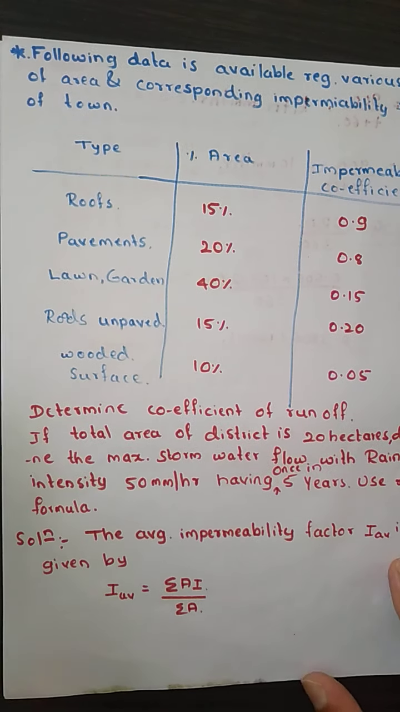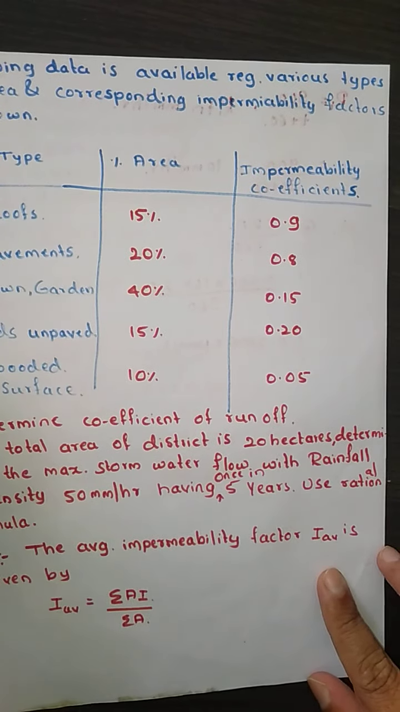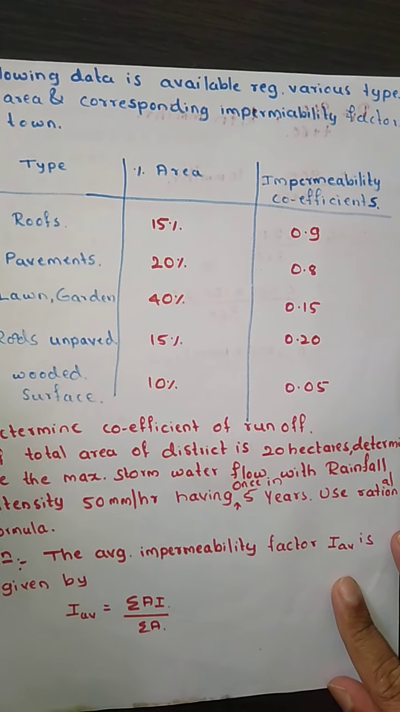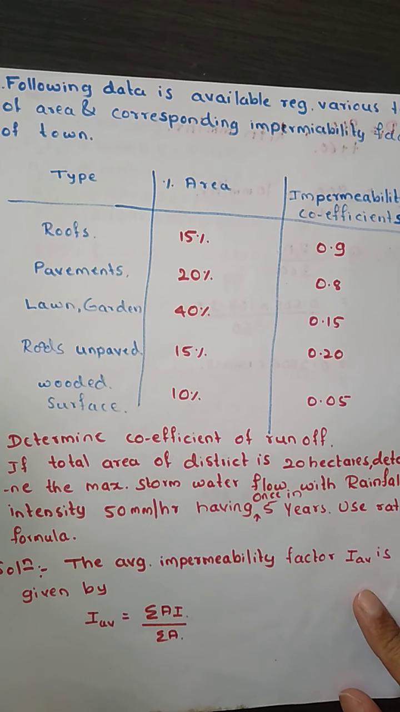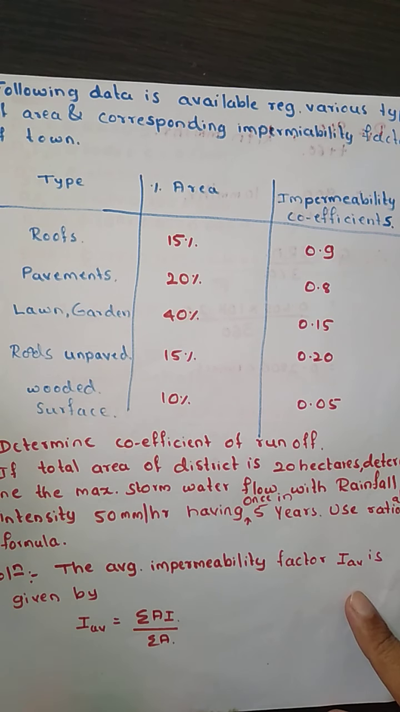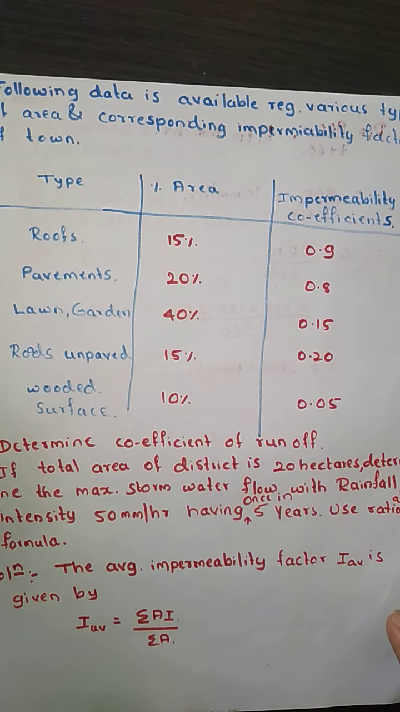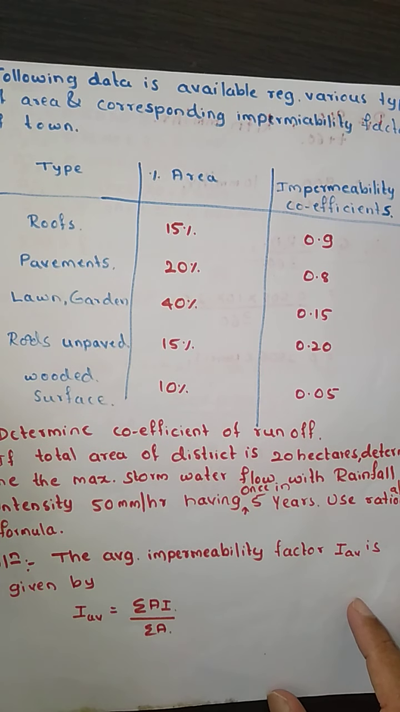Okay, the following data is available regarding various types of area and corresponding impermeability factors of a town. In this particular chart they have given the various types of area and their percentage area coverage. The roof has 15% of the coverage area, then pavement has 20%, lawns have 40%, roads which are unpaved 15%, and the wooded surface has 10%.